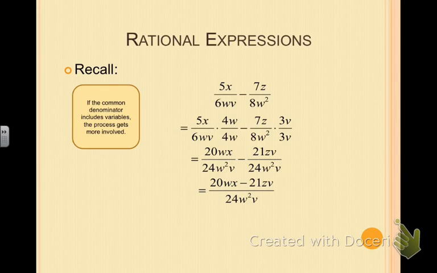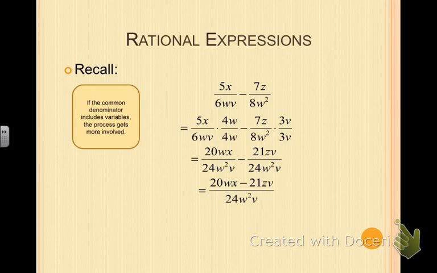Now, let's look at fractions in which the denominators contain variables. When finding the least common multiple of variable expressions, look at the numerical portion first. Then take each variable to the highest exponent. Our example here is 5x over 6wv minus 7z over 8w squared. In order to subtract these rational expressions, we must find the common denominator first. The least common multiple of 6wv and 8w squared is 24w squared v.